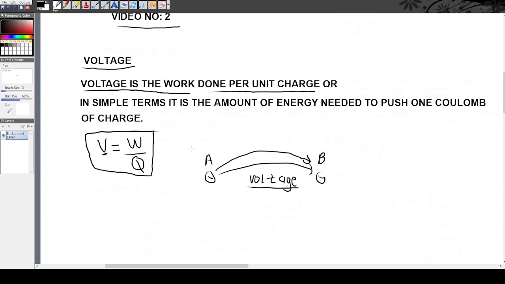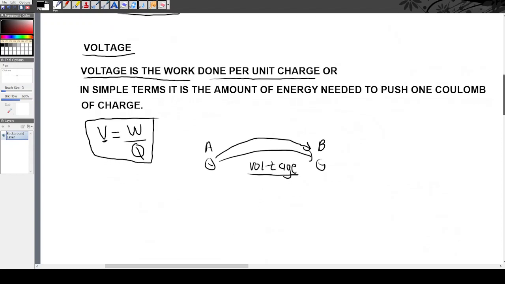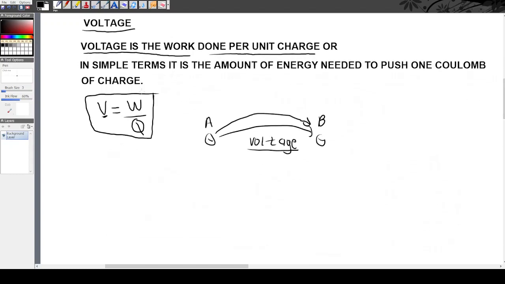But you would still want to understand, maybe you still don't fully understand and you're trying to make sense of it, but it is the work per unit charge. So in simple terms, it is the amount of energy, because work is energy, measured in joules. It is the amount of energy that is needed to push 1 coulomb of charge. So now you have another challenge, because what is 1 coulomb? What is charge? What is 1 coulomb of charge?